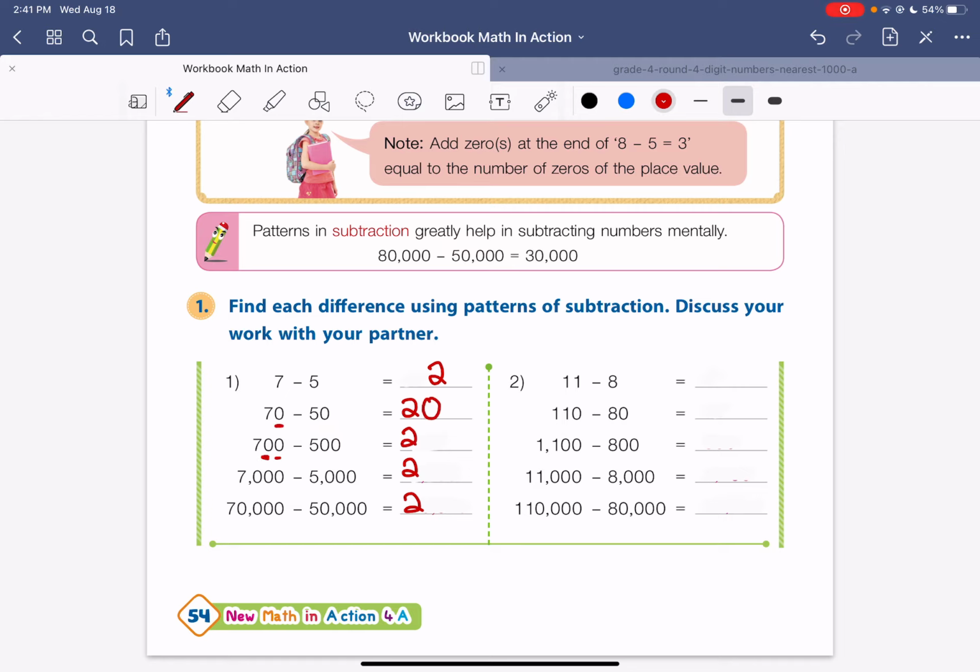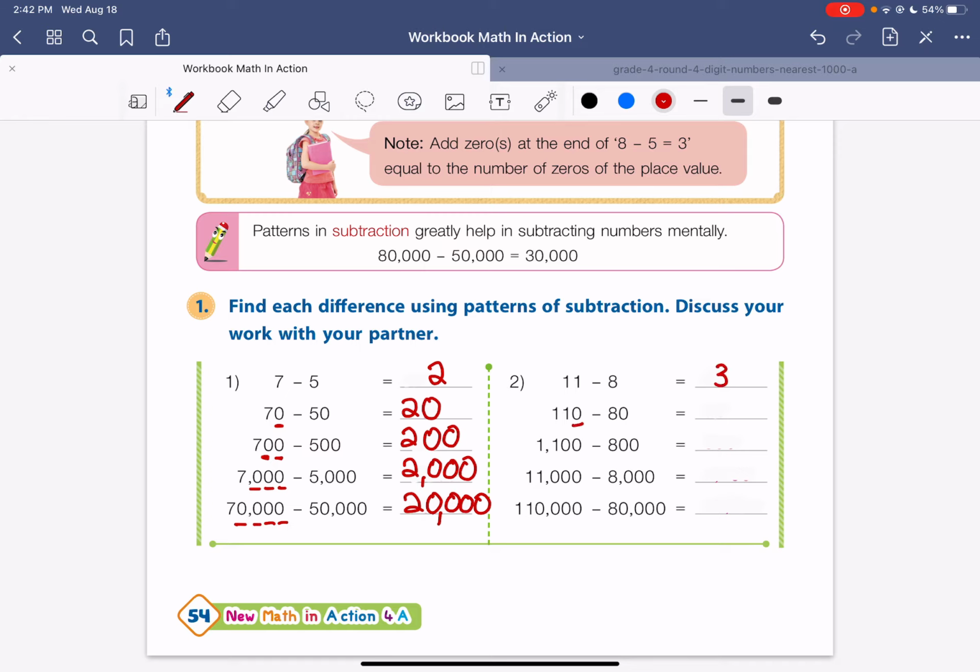Here we have 2 zeros. We're going to add 1, 2. Here we have 3 zeros: 1, 2, 3. Here we have 4 zeros: 1, 2, 3, 4. 4 zeros. 11 minus 8 is 3.